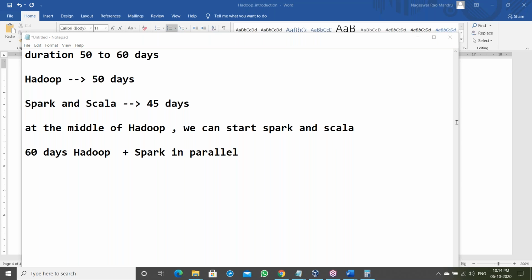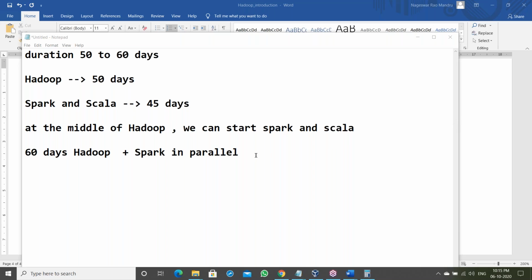Scala is like Java. If you know Java and Python, it's Scala. Scala is a combination of Java and Python. No worry, Scala is like Java. Okay.